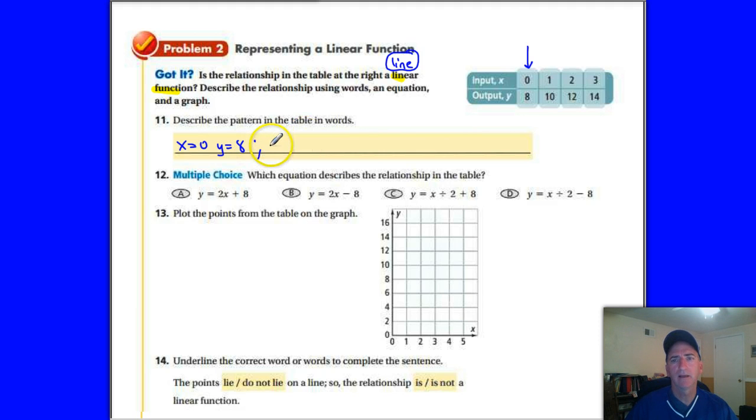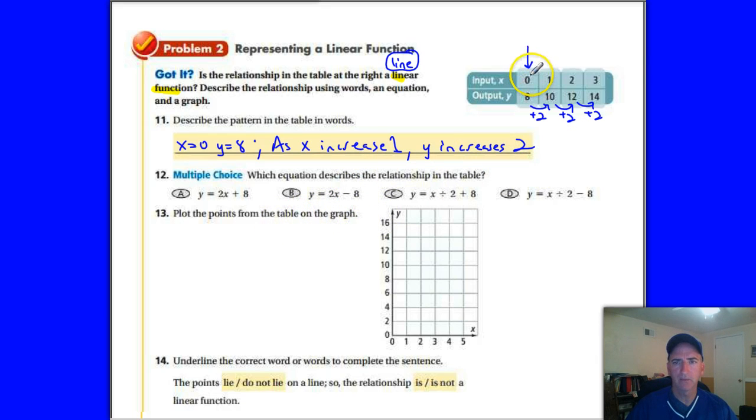And then as x increases 1, okay, every time it goes up 1, do you see what's happening? 8 to 10, it goes up 2. As it increases 1, y increases 2. All right, so there it is in words for you. It increases 2 as it goes up 1.